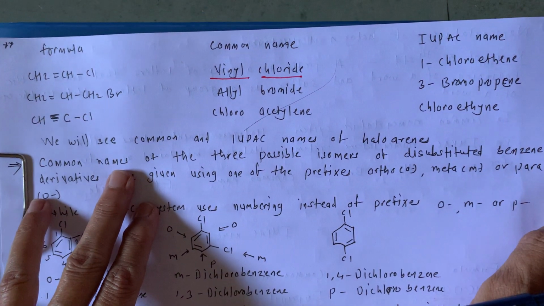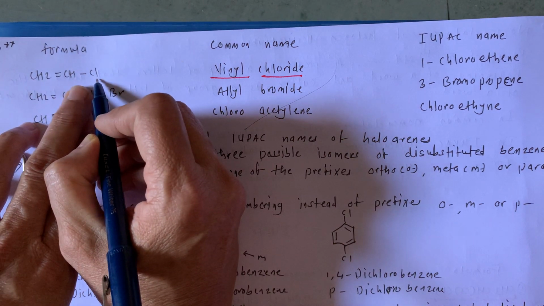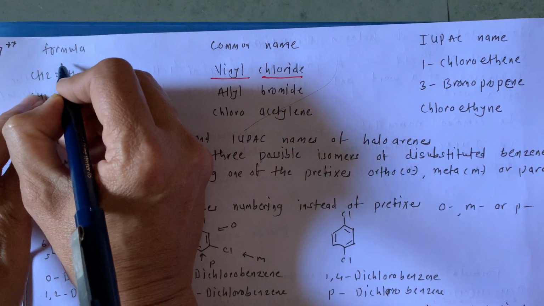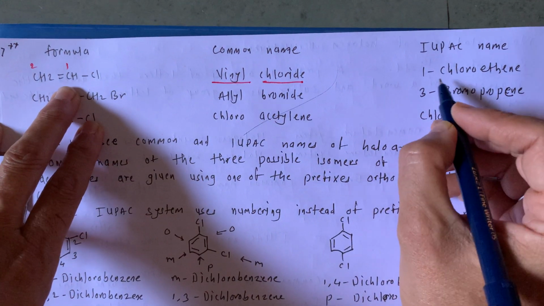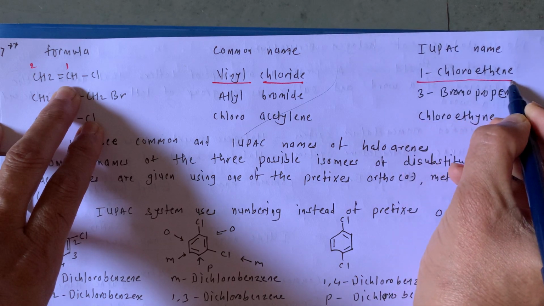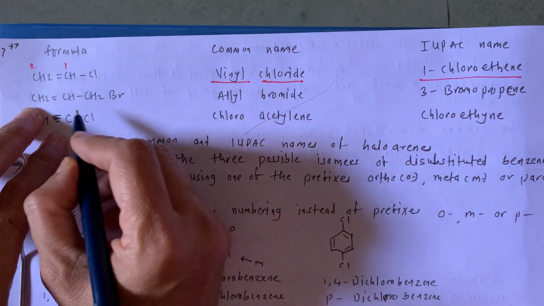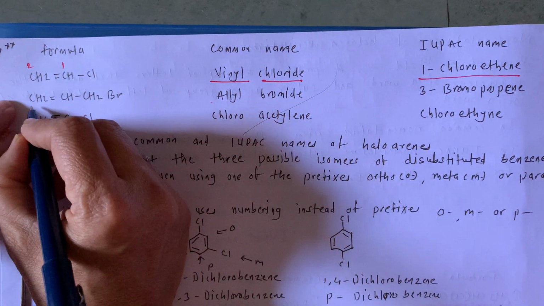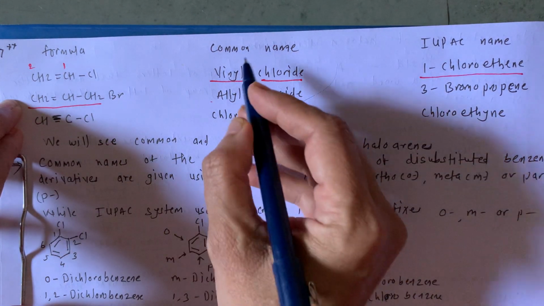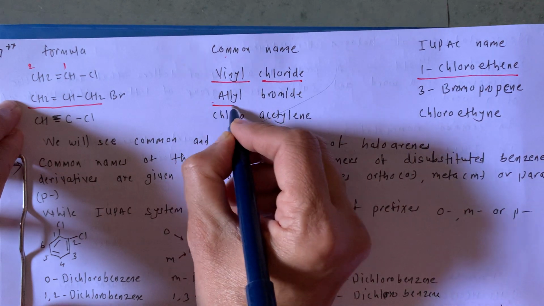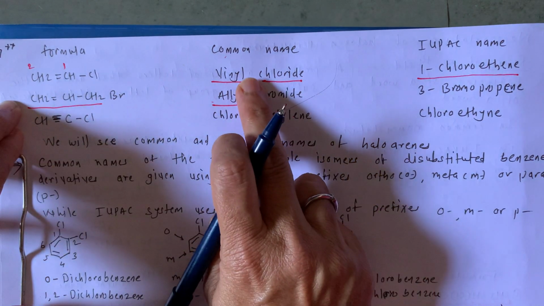What about the IUPAC name? Very simple. This is our ethene, one of the H is replaced by chlorine, and this is the first carbon 1 and 2. To this first carbon there is a chlorine attached, so the name is 1-chloroethene. Very simple. Now the next example, this is again very specific. When there are 3 carbons and 1 double bond, it means there is a propene, but in the common name it is known as allyl. Please remember, 2 carbons with 1 double bond is known as vinyl.